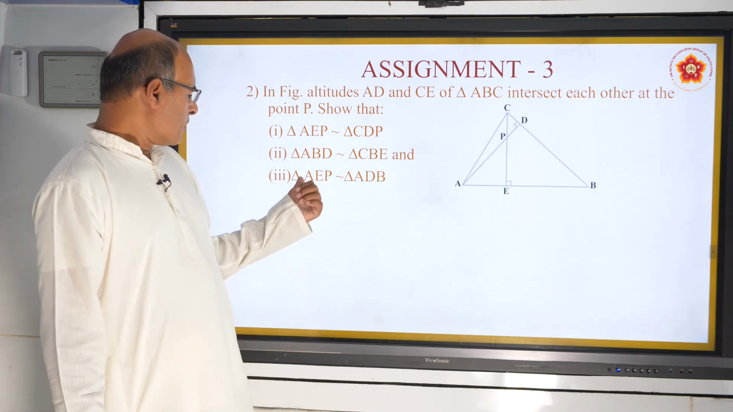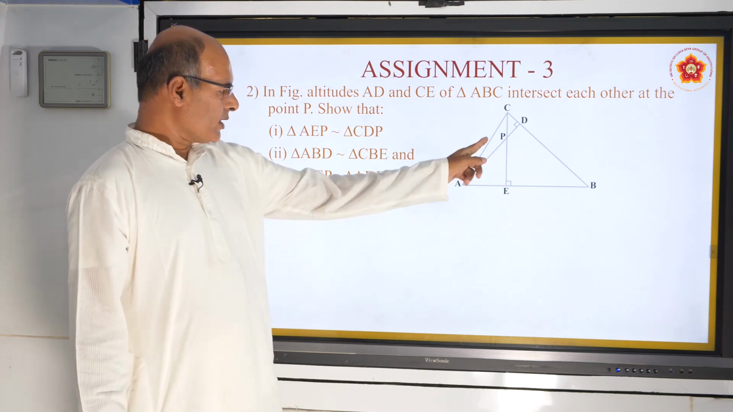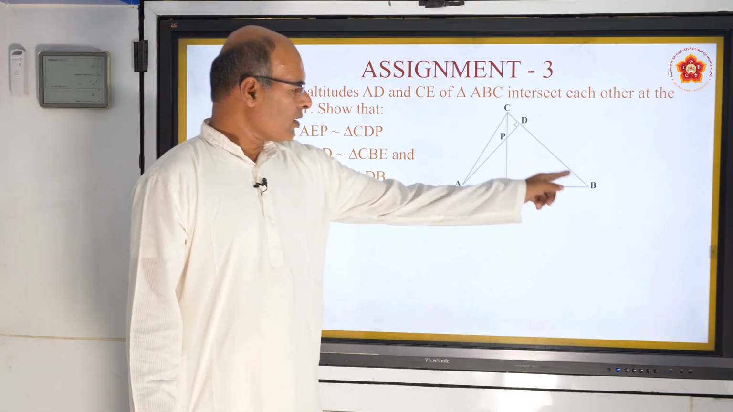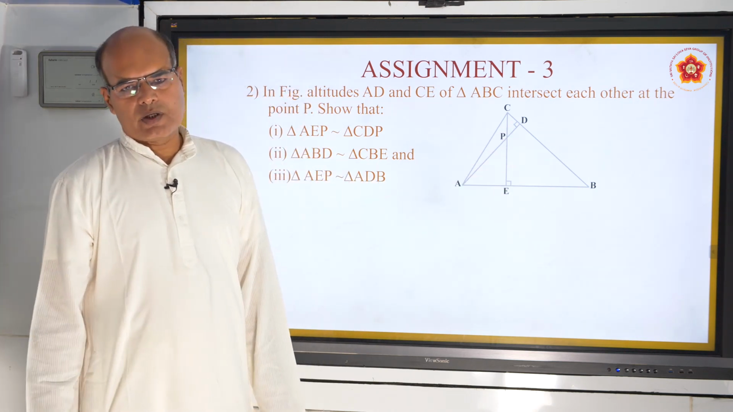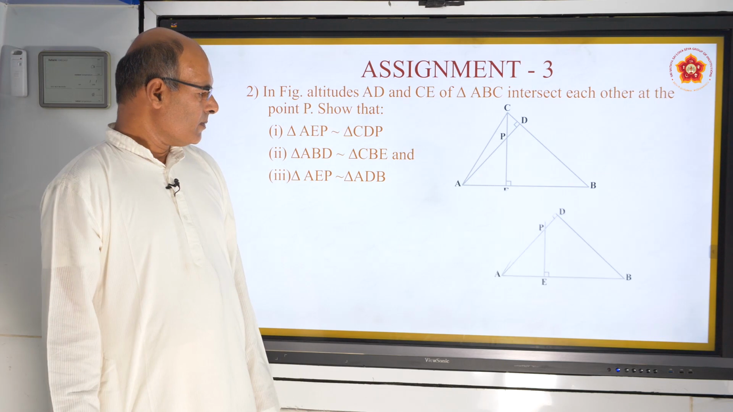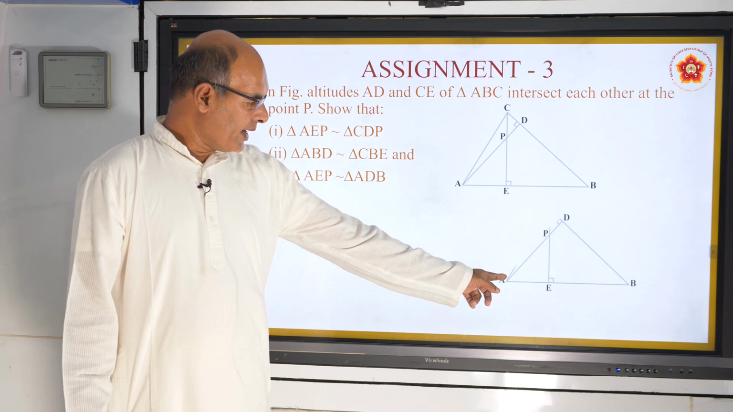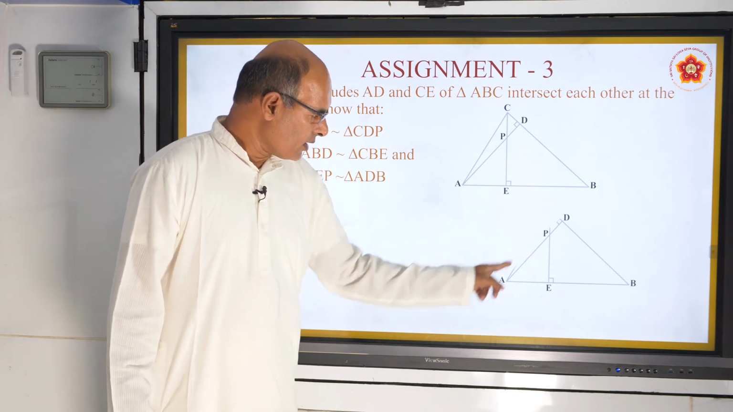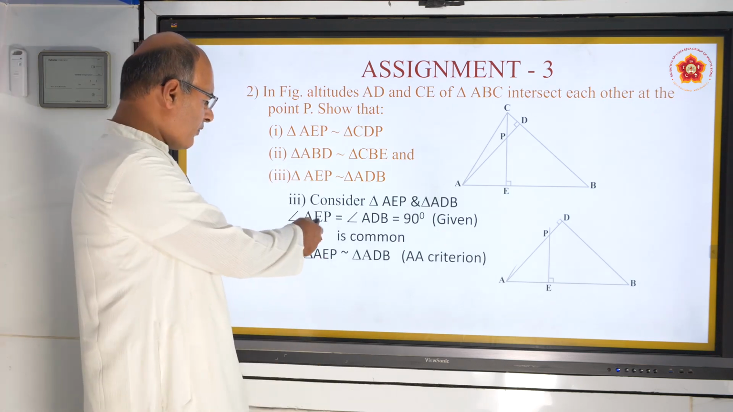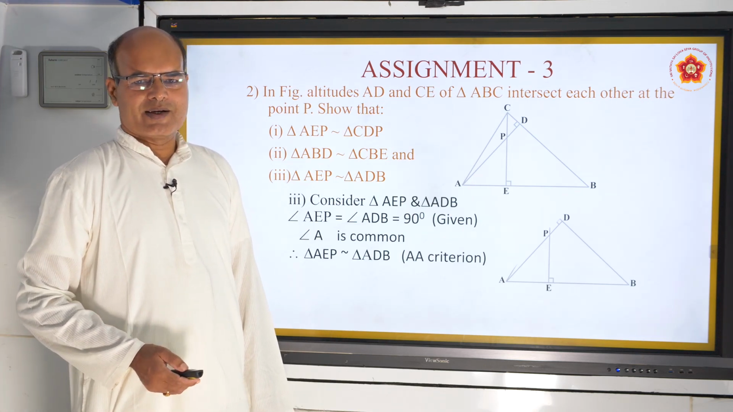So last pair, triangle AEP, this small angle, and it is also a right angle triangle, right angle at E, and triangle ADB. ADB is also a right angle triangle with angle D equal to 90 degrees. In all these sets of triangles, we have right angles. And another set of angles, angle A is common for this small triangle and for this big triangle. So therefore we have two sets of equal angles, and the triangles are similar.